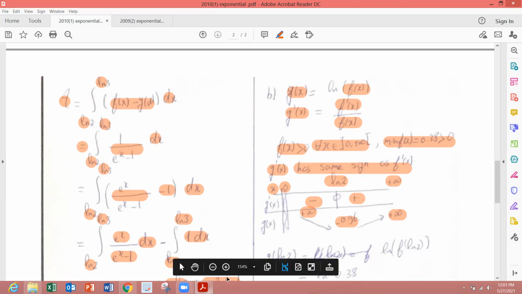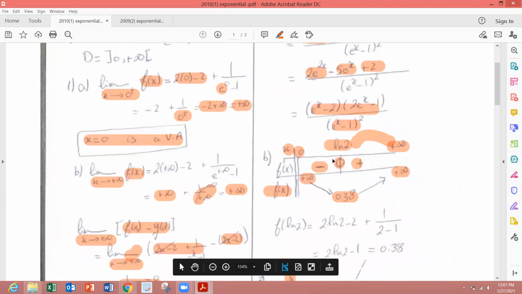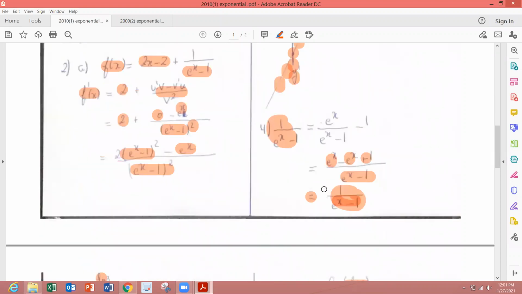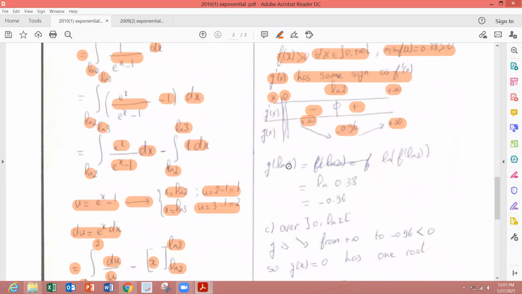This is f prime. Before ln 2 it is negative, after ln 2 it is positive. So for g of ln 2 we get the minimum: g of ln 2 equals ln f of ln 2, equals ln 0.38, equals minus 0.96.